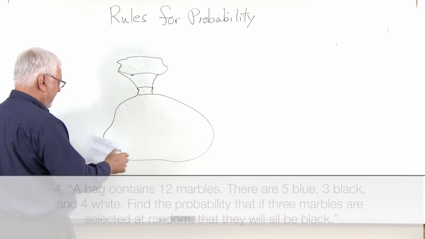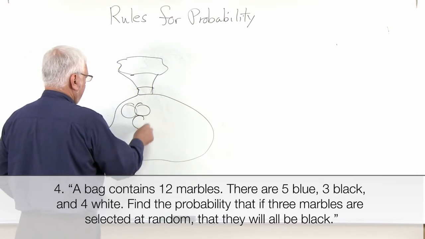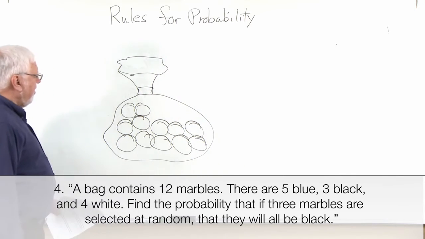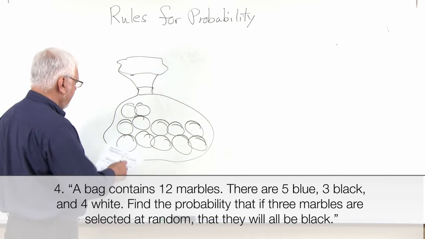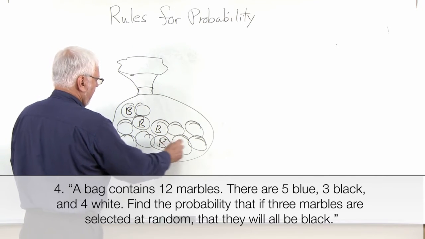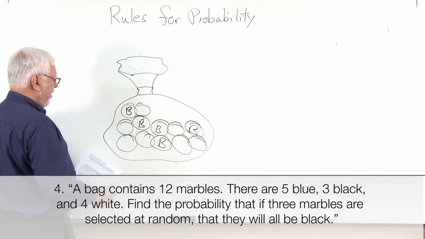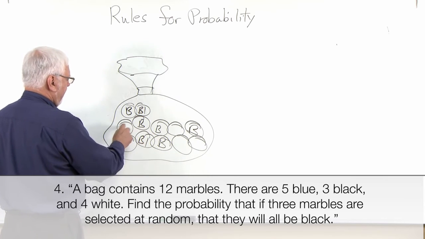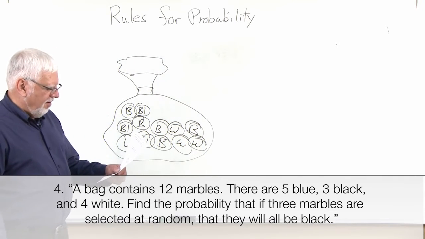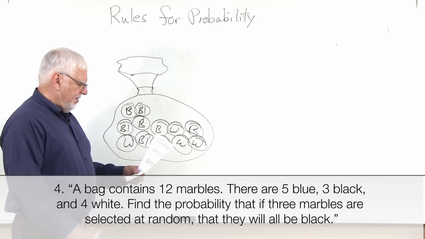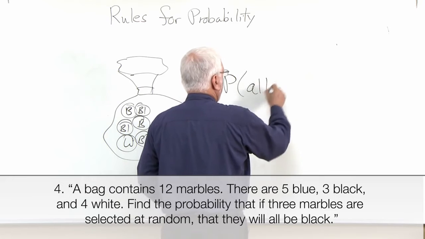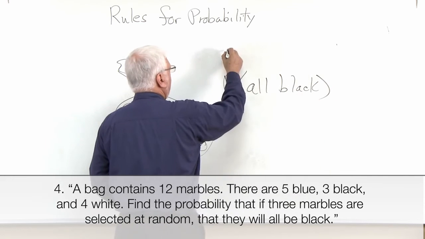So we got a bag of marbles, and in our bag we have 12 marbles. We have 5 blue ones. We have, unfortunately, 3 black ones. That seems silly. And then 4 white ones. Okay, we got 12 marbles. 5 are blue, 3 are black, 4 white. Find the probability that if 3 marbles are selected at random, they will all be black. Probability of all black, if we pick 3 marbles.